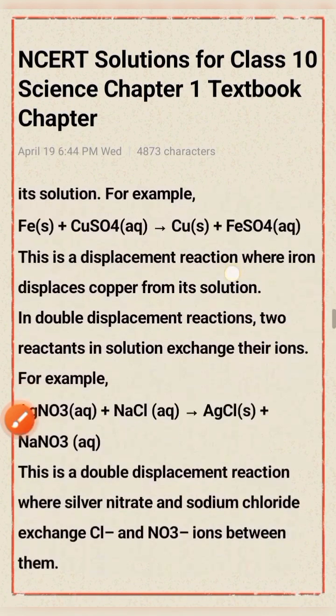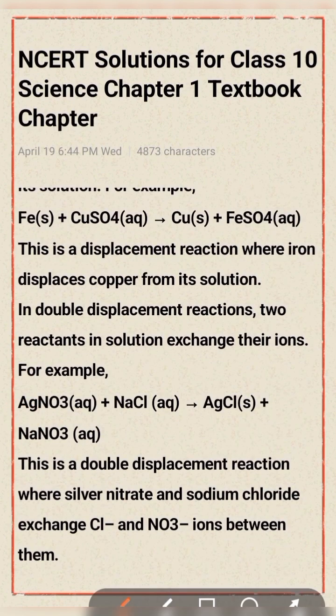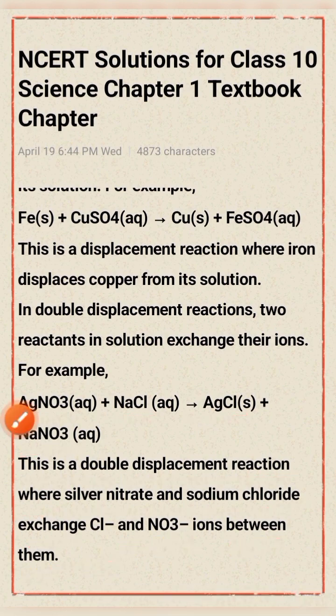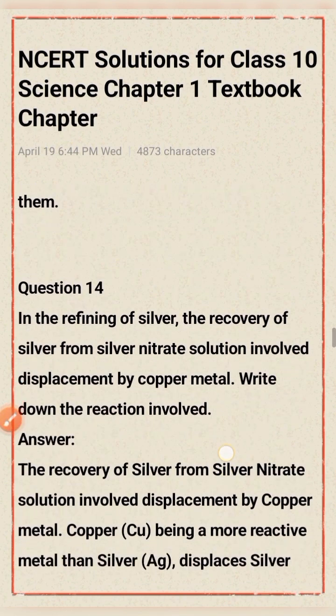In a double displacement reaction, two reactants in solution exchange their ions. For example, silver nitrate AgNO3 reacts with sodium chloride NaCl to form silver chloride AgCl and sodium nitrate NaNO3, by exchanging the ion parts. This is a double displacement reaction where silver nitrate and sodium chloride exchange chloride and nitrate ions between them. Clear, my dear viewers?